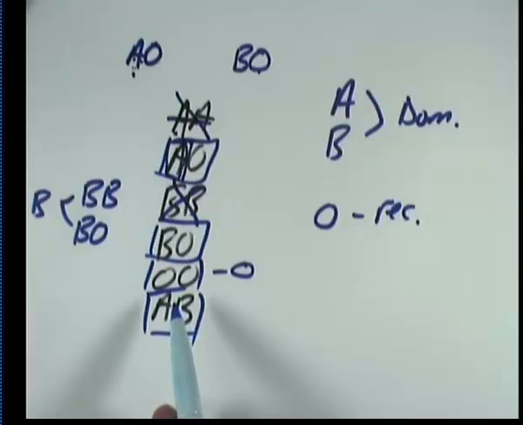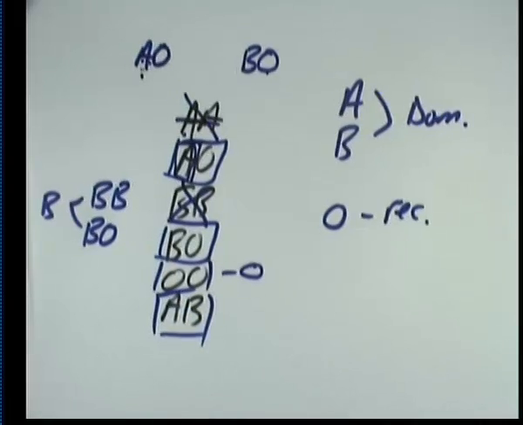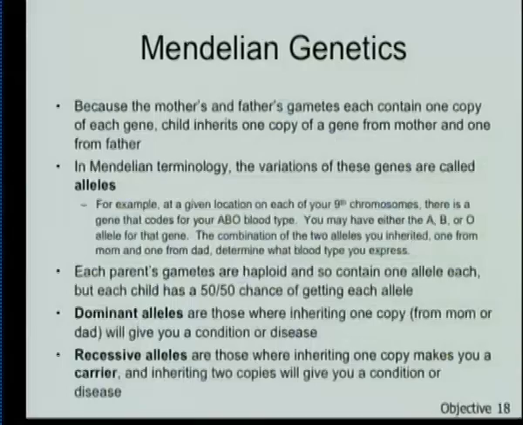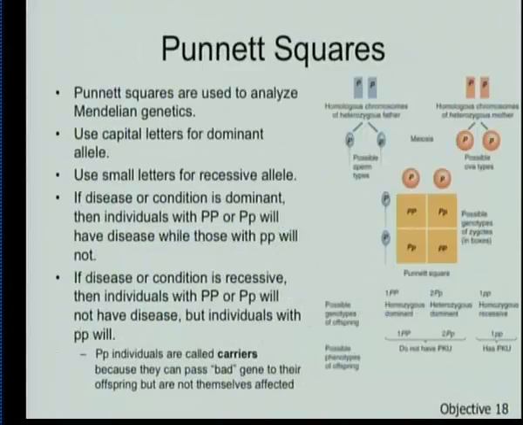Dominant alleles versus recessive alleles. So the way we describe or show or try to predict probability is we use what are called Punnett squares. Now these are single genes. I'm only dealing with one gene.